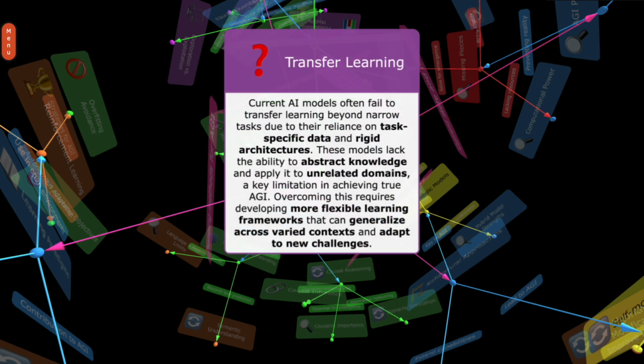Current AI models often fail to transfer learning beyond narrow tasks due to their reliance on task-specific data and rigid architectures. These models lack the ability to abstract knowledge and apply it to unrelated domains, a key limitation in achieving true AGI. Overcoming this requires developing more flexible learning frameworks that can generalize across varied contexts and adapt to new challenges.